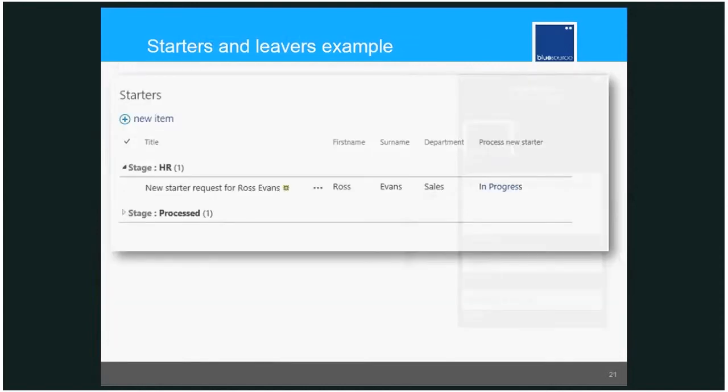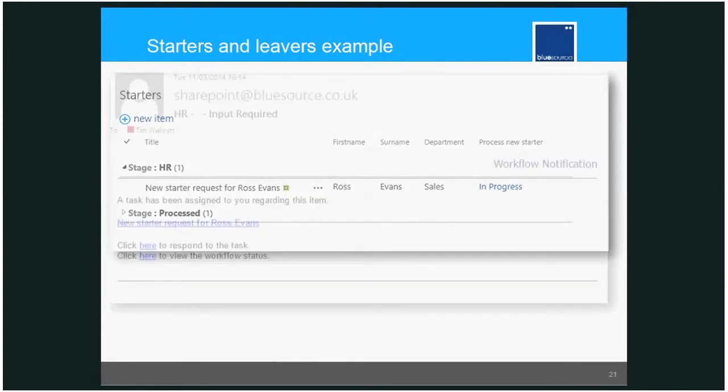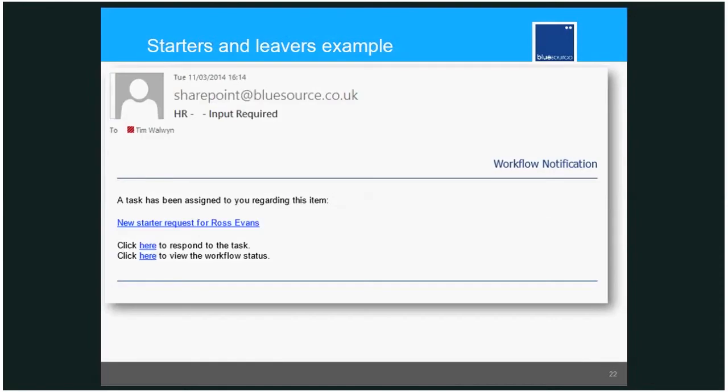So in this example, I've captured a new starter request for Ross. To start things off with, this example workflow, and this is fairly representative of how most people choose to implement it, I've kept things simple. So what we're seeing here is an email that's been sent to the HR contact. To keep things simple, it's all coming through to me. So I'm wearing all sorts of different hats today.